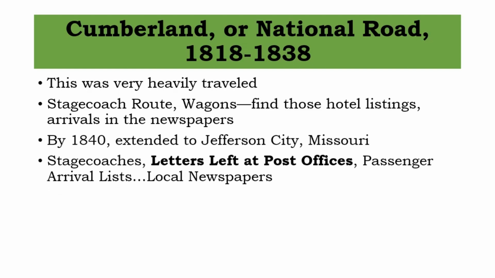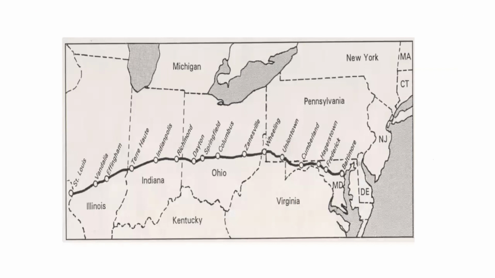This Cumberland National Road extended all the way to Jefferson City, Missouri by 1840. That to me is unbelievable. It was by a stagecoach. I've found great success by looking for letters left at the Jefferson City post office, because there's quite a list frequently. It's not going to be perfect. Sometimes there's passenger arrivals, especially if they were competing stagecoach lines, and there were. They would list who they had or how many they had, and that was an important way for them to advertise. So you'll see this road extending all the way to St. Louis.